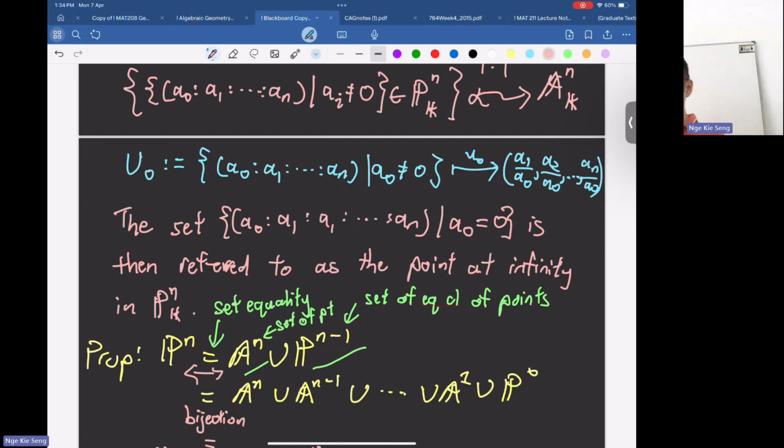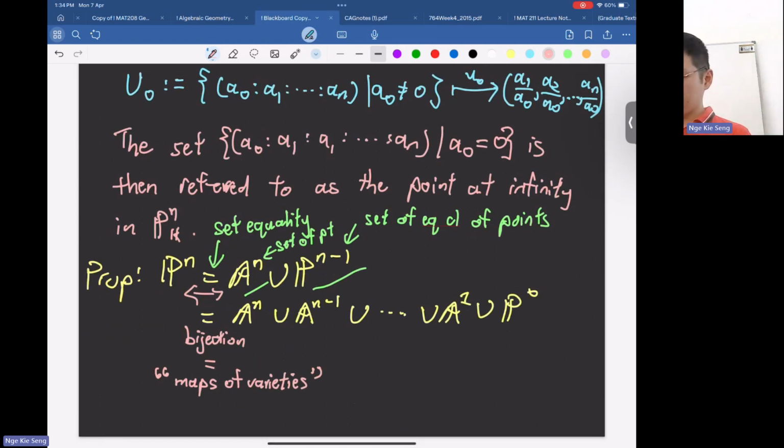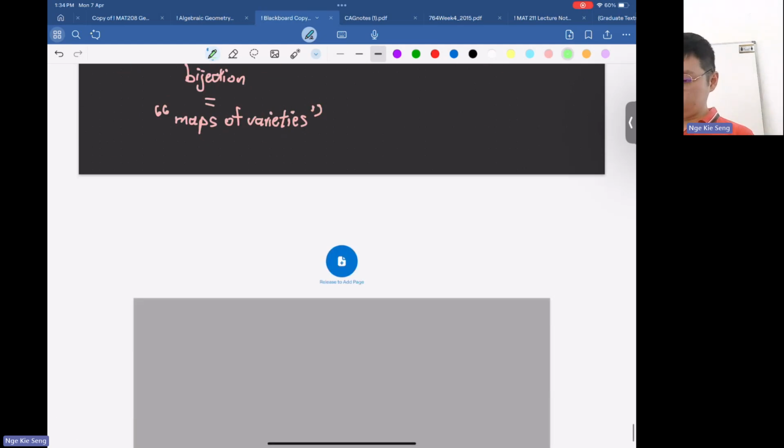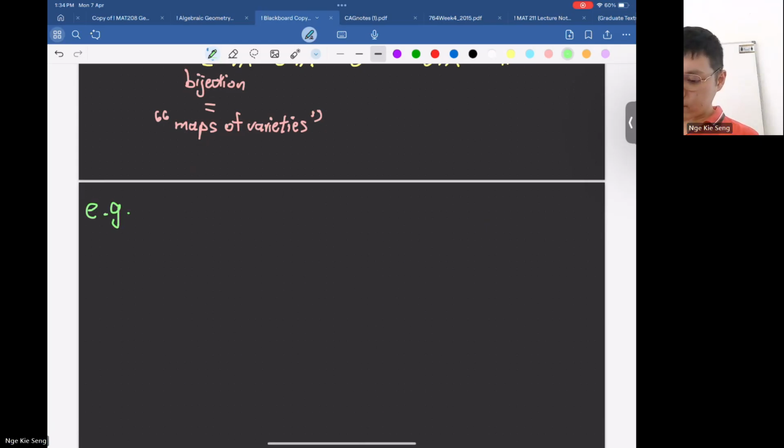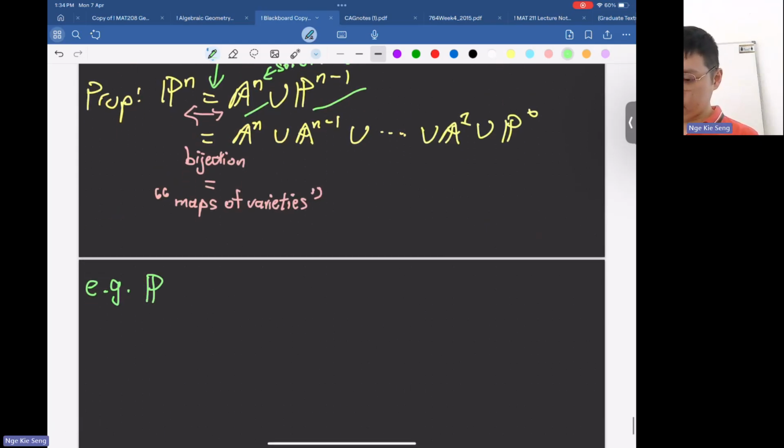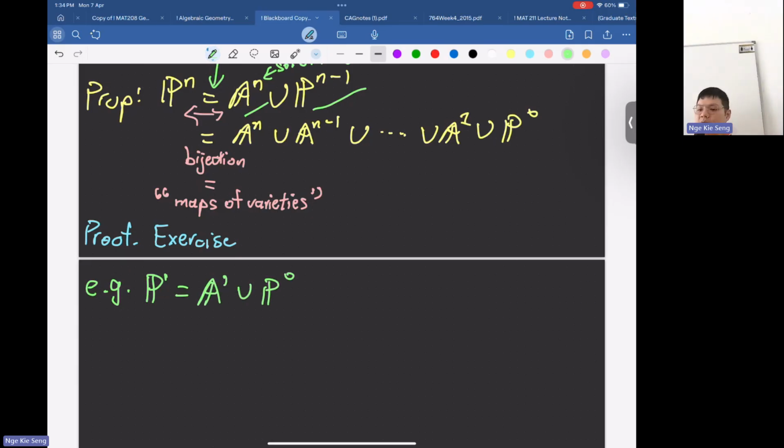Okay. So one thing I want you to think about in this proposition is, if you look at what is P1. Let's look at P1 here. The proof is an exercise. I leave the proof for exercise because I already told you the steps. So what is P1 here? P1 is A1 union P0. So how do we define P1 actually?